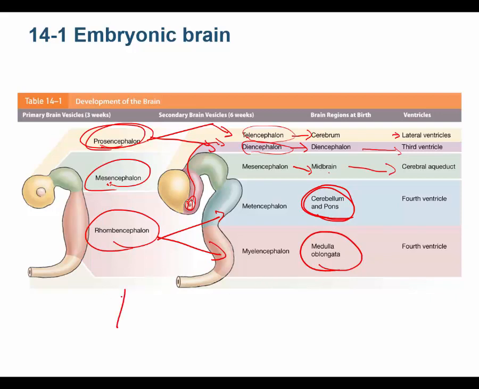So these are embryological brain regions, the primary vesicles at about 3 weeks, and the secondary vesicles at about 6 weeks. And these are the adult brain structures. Well, I mean, you have them when you're born, and your brain still has a lot of development to go through, but we'll call them adult brain structures. So there you go. That's the embryonic brain and how it becomes the adult brain.